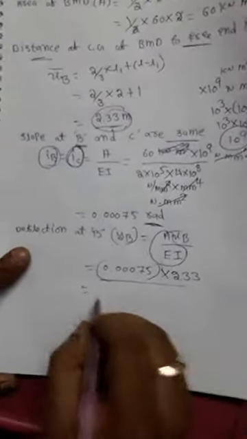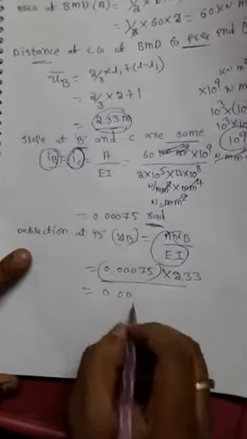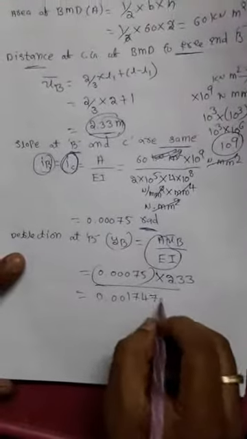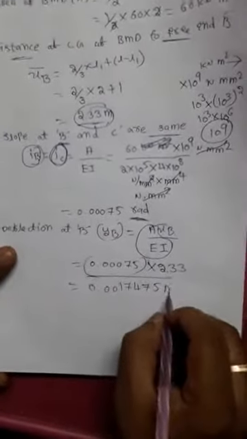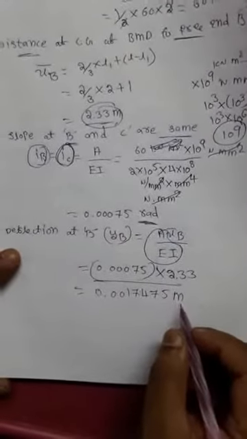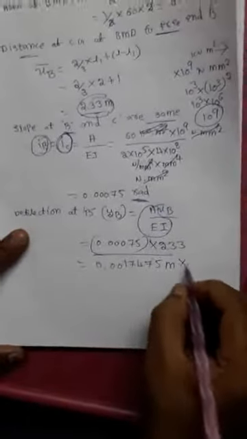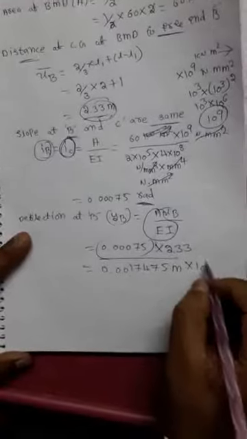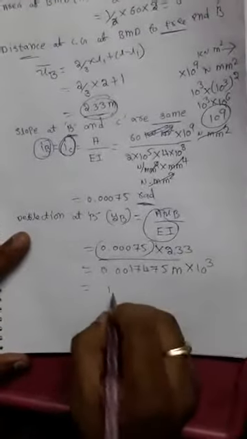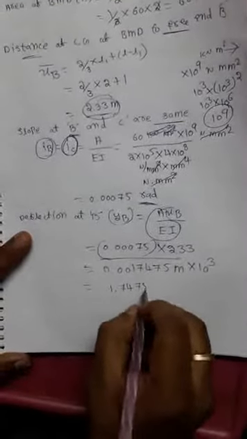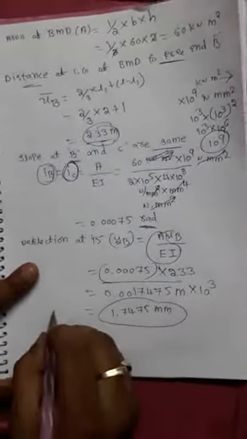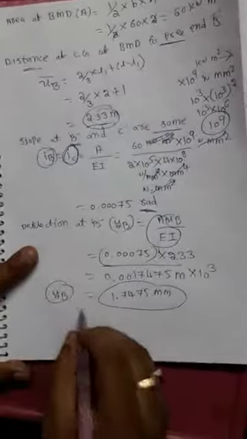So the answer is, multiply with this, 0.0017475 meters. Okay, you can also change these units into mm. To change the units from meter to mm, multiply by 10 to the power of 3. So 1.7475 mm. So this is the deflection at the free end only, that is YB, the deflection at the free end only.